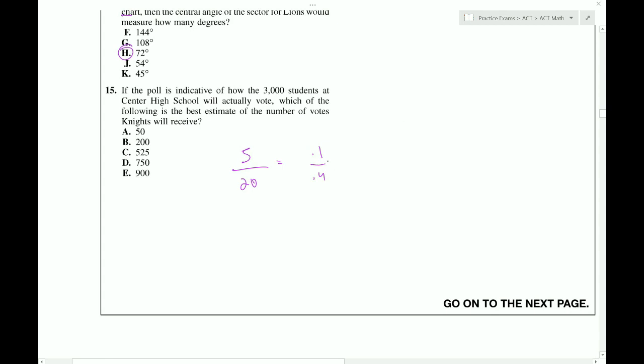So if we have 3,000 total students, we'd want to find what is 1/4 of 3,000. And we remember that of means times. So this is really 3,000 over 4, so you halve it twice. 1,500, 750.